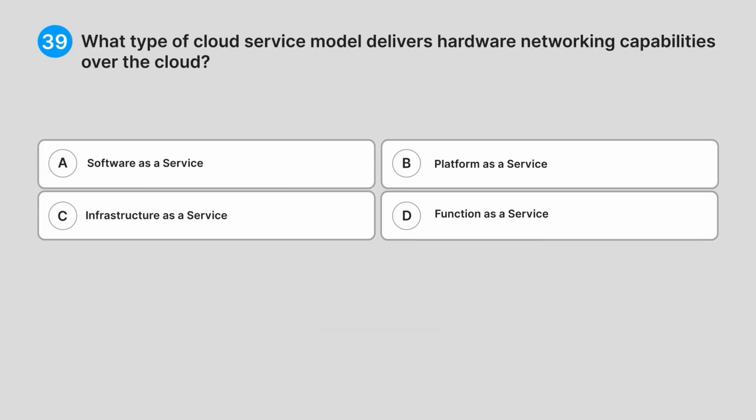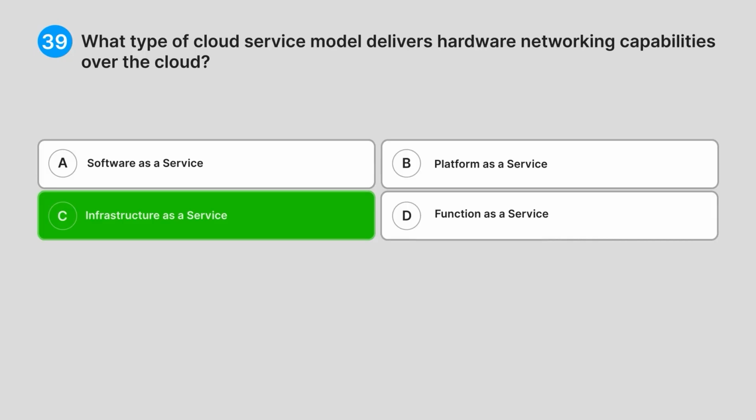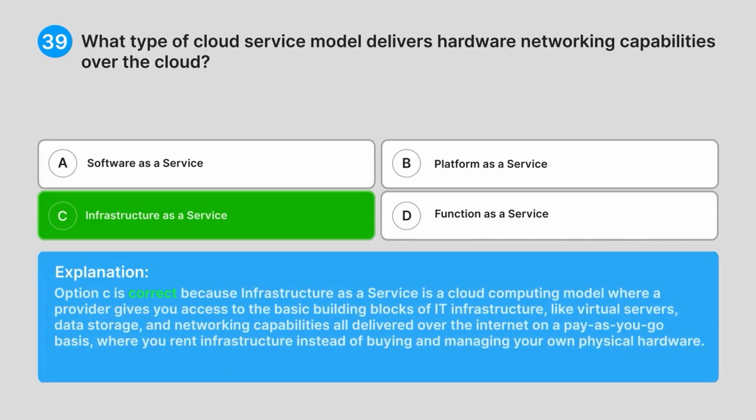Correct answer, C. Infrastructure as a service. Explanation. Option C is correct because infrastructure as a service is a cloud computing model, where a provider gives you access to the basic building blocks of IT infrastructure, like virtual servers, data storage, and networking capabilities, all delivered over the internet on a pay-as-you-go basis, where you rent infrastructure instead of buying and managing your own physical hardware.